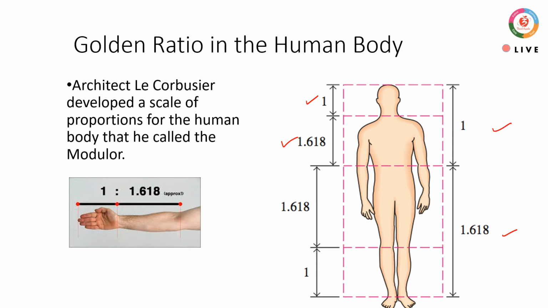Even in your hand, you measure the palm length up to the wrist and the hand length up to the elbow, you will find the ratio is 1.618, and so on.